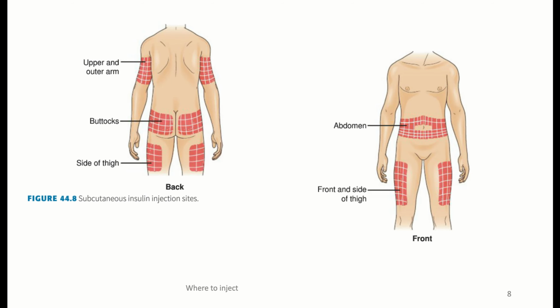So, like I said, common sites that provide good absorption, starting with the area of best absorption, include the abdomen, the deltoid, the thigh, and the buttocks. So, your first preference should always be the abdomen. Rotating sites. Insulin is administered subcutaneously.